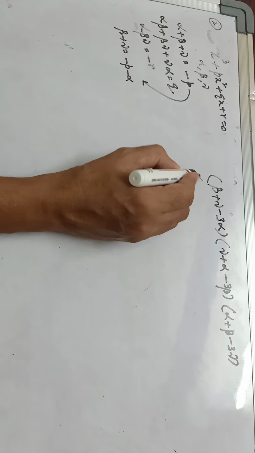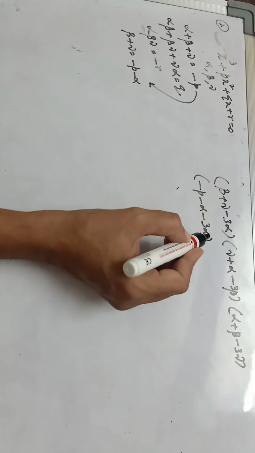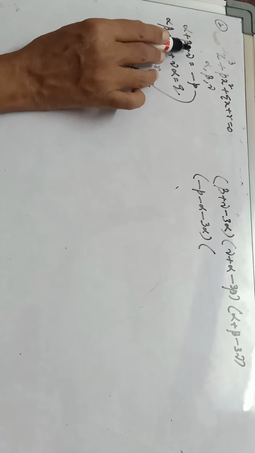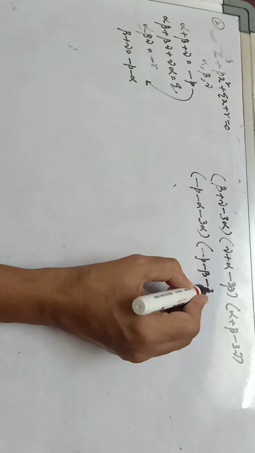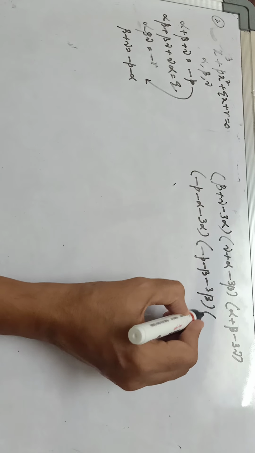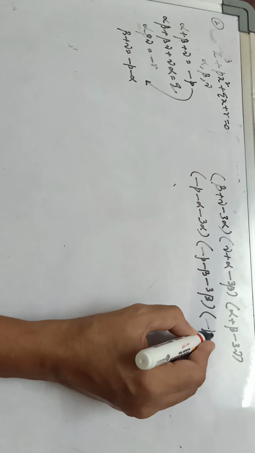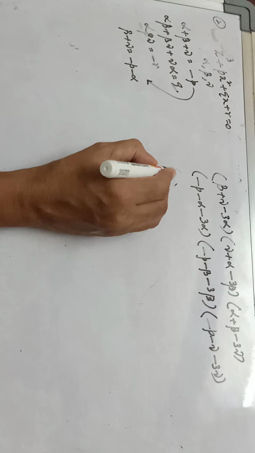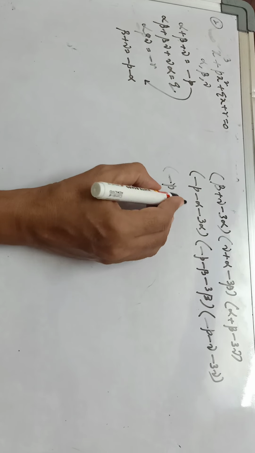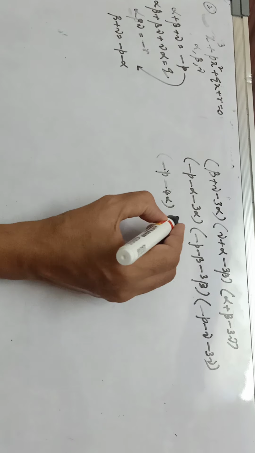So here in place of beta plus gamma, I am going to write minus p minus alpha. Write this minus 3 alpha as it is. Similarly, what is gamma plus alpha? Gamma plus alpha is minus p minus beta, minus 3 beta, into what is alpha plus beta? Minus p minus gamma. Write this minus 3 gamma as it is. So this is (minus p minus 4 alpha), because minus alpha minus 3 alpha is minus 4 alpha.